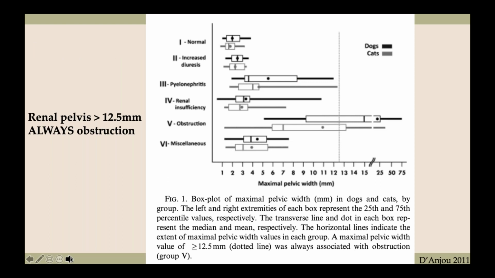So this is from a paper back in 2011 that looked at various conditions and the renal pelvic width that was observed, and they identified anything over 12.5 millimeters was only consistent, both in dogs and cats, with an obstructive process. But you can see when you're less than 12, there's really a lot of overlap between pyelo, CKD, and obstruction. So it's when it's less than that that it can become really challenging to make that call, whether this is a patient who might have an obstructive process.